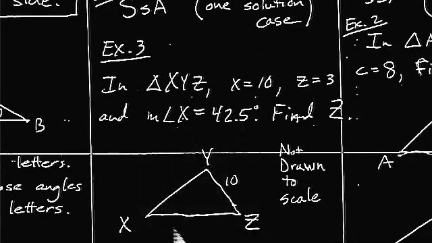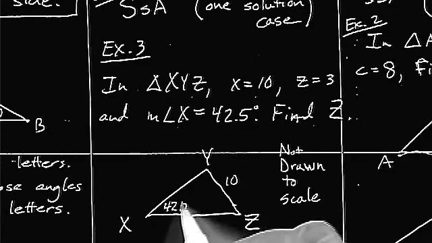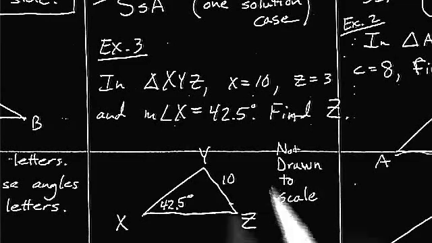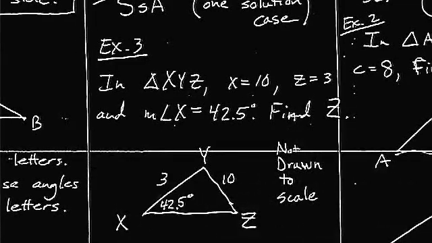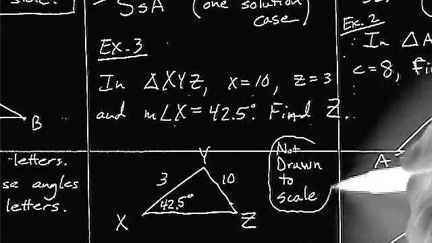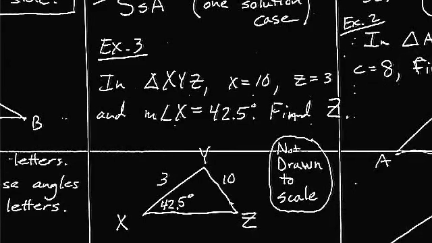The measure of angle X is 42.5. And side z is 3. And here's how we all get away with murder in geometry: not drawn to scale. Seeing as the side length of 10 is shorter than the 3, you could make all your triangles equilateral if you want to, as long as you label them correctly and put the information in the correct spots. It doesn't matter to me. Do you understand?